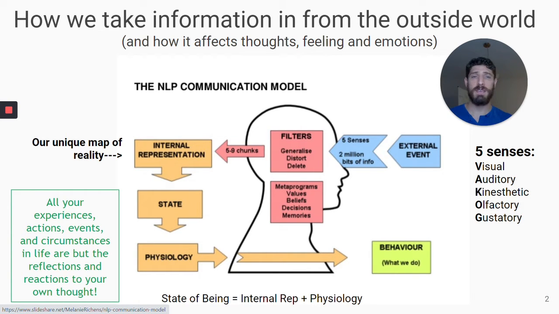We can have the same external event happen. You and I are there, and because of your filters, because of how you value your values, because of your beliefs, because of your past decisions and memories and metaprograms, you're going to perceive that event differently than I will, and you're going to create a different map or a different internal representation, right? An internal representation of that event, that information. And from there, we have that left of what that event was, right?